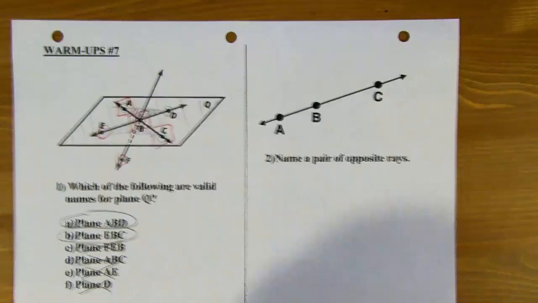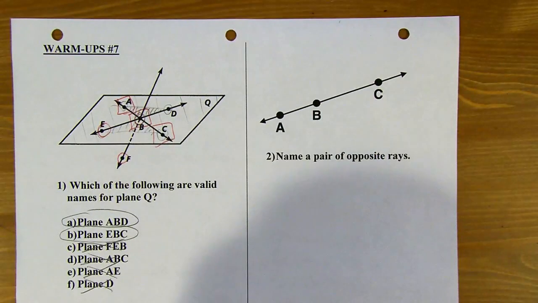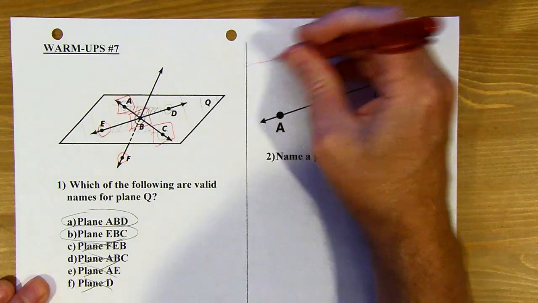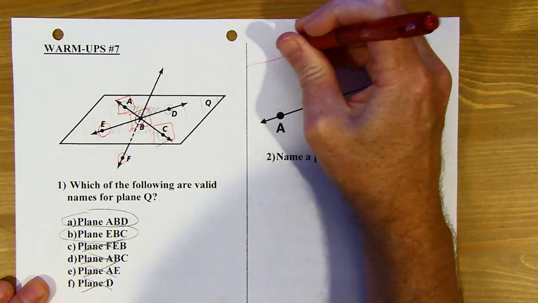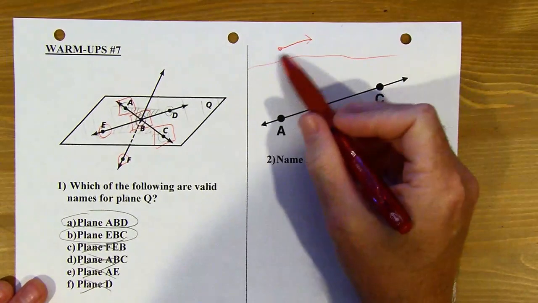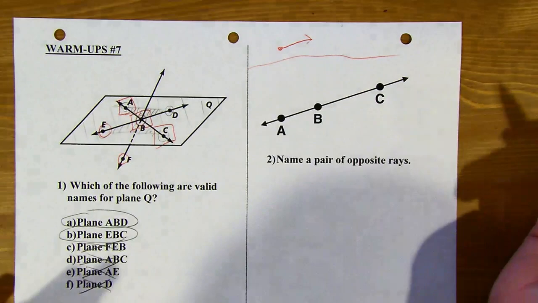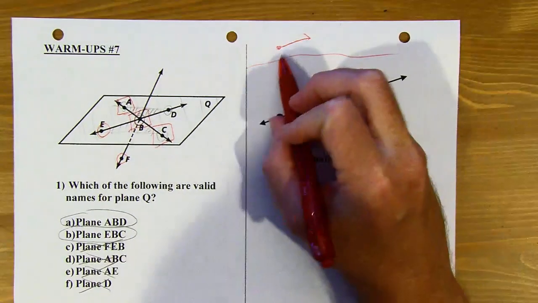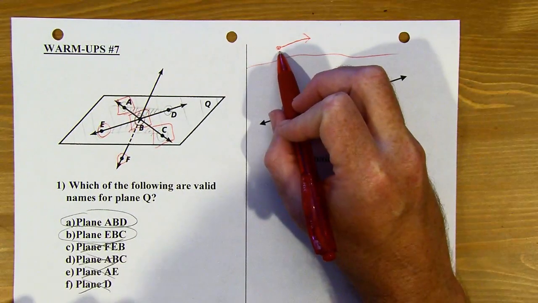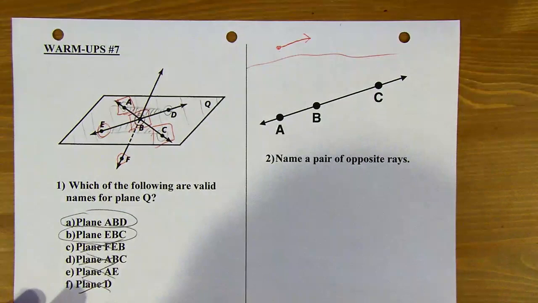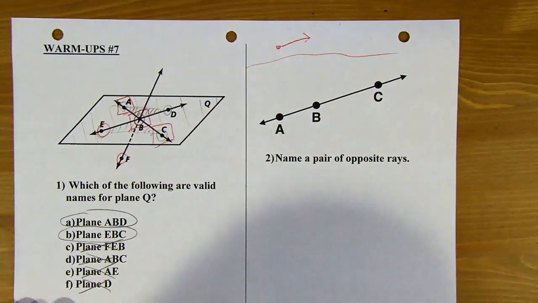All right. Problem number 2. Let's name some opposite rays. So first off, a ray is one of these, right? You got a point, and then you've got part of a line. It goes on forever in one direction, okay? This is called the end point. I kind of think of it as the starting point of my ray as shooting off from there, but it's called the end point, okay?